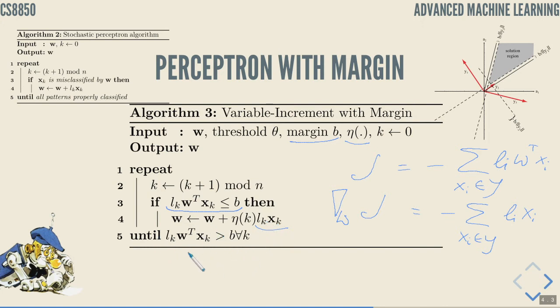And our stopping criterion is when everything is away on the right side, on the correct side, and away from the separating classifier plus the margin. So remember, before we just had greater than zero for all of the samples. That's one generalization. A hack, but a beautiful one, and it works.